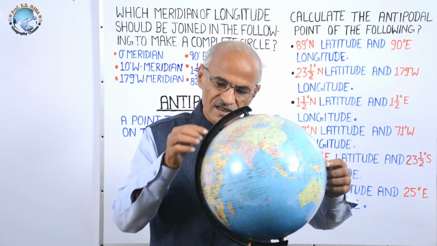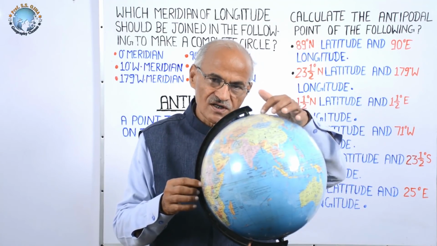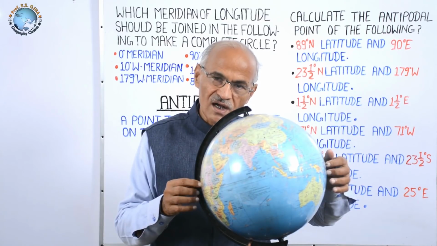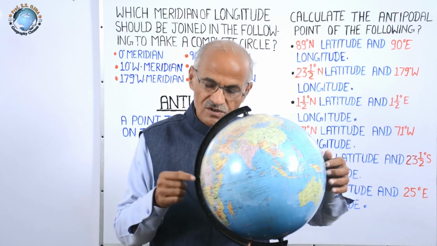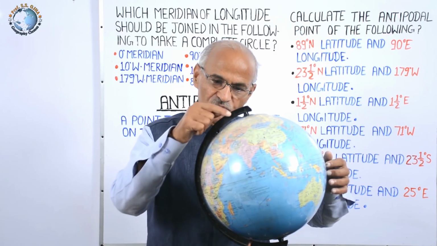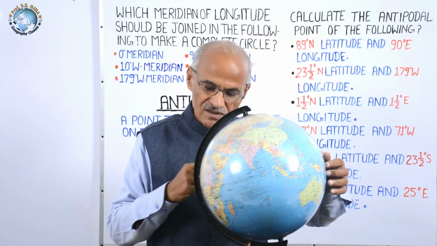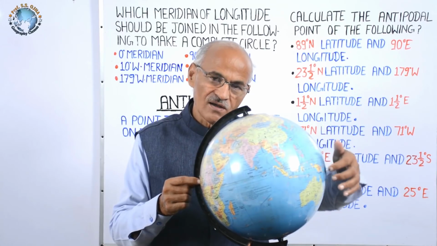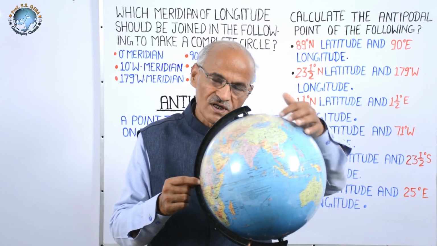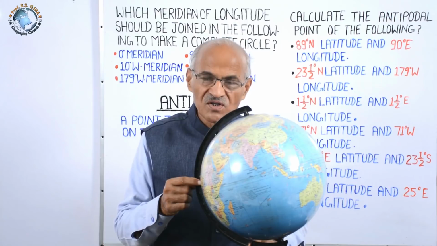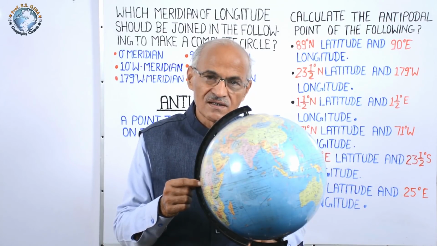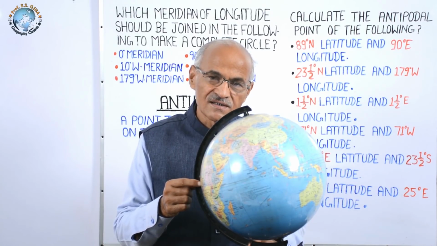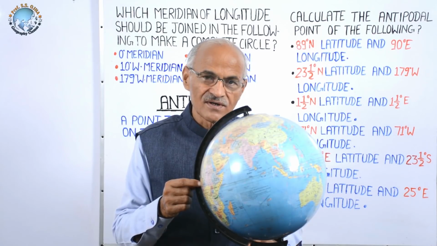The opposite meridian of 0 degree is 180. So the antipode of the point with 0 meridian of longitude and 0 parallel of latitude will be 0 parallel of latitude and 180 meridian of longitude. But this is a very simple exercise. The exercises are somewhat different.